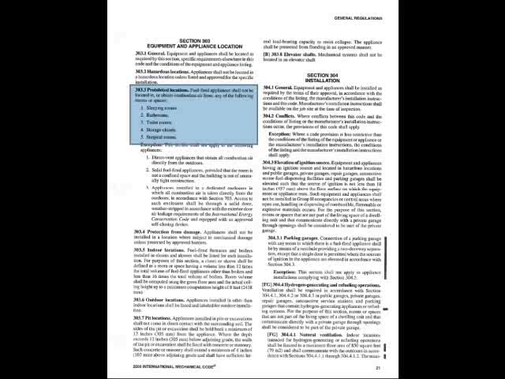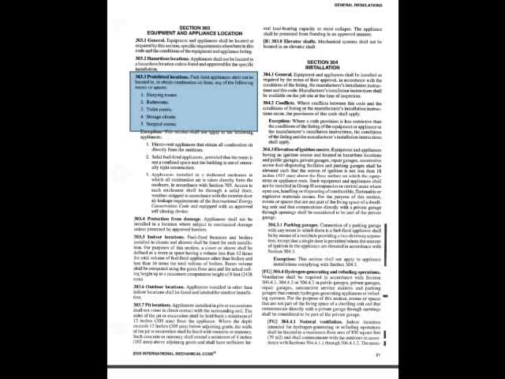Section 304 talks about the installation of equipment. It talks about the conflicts between the International Mechanical Code and the manufacturer's instructions. Okay, the provisions of this code override manufacturer's installation instructions.